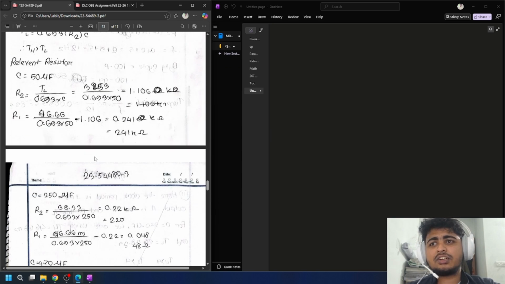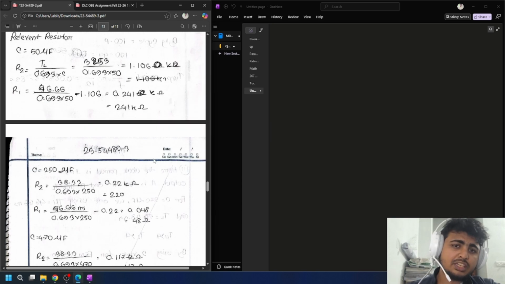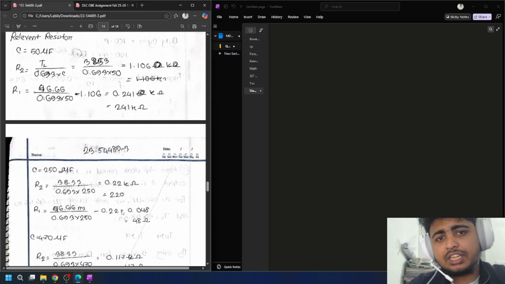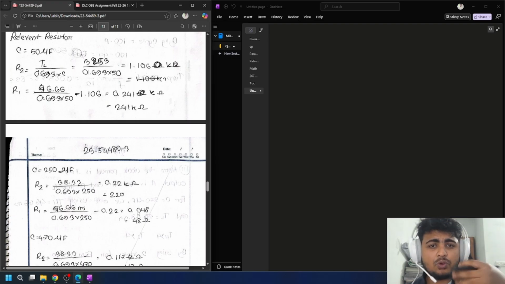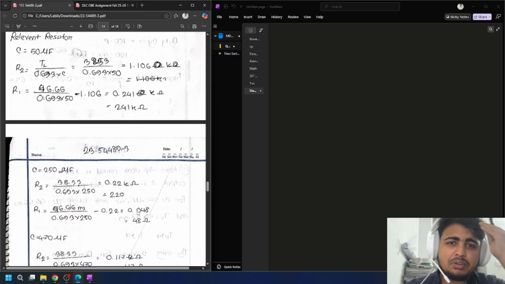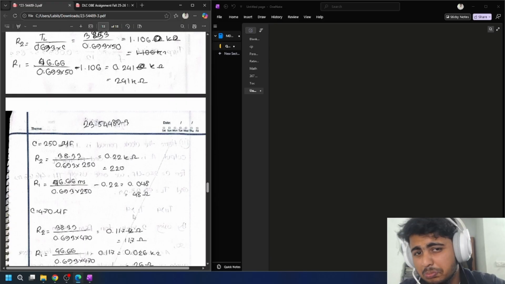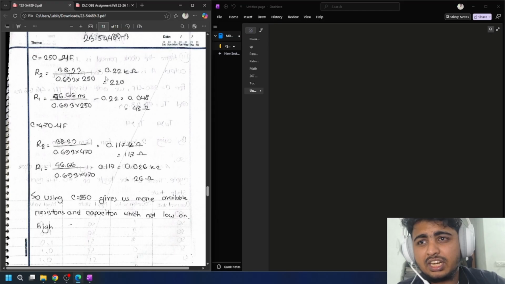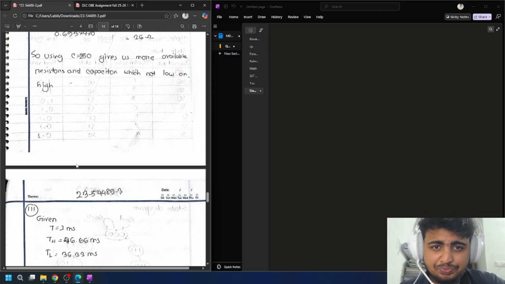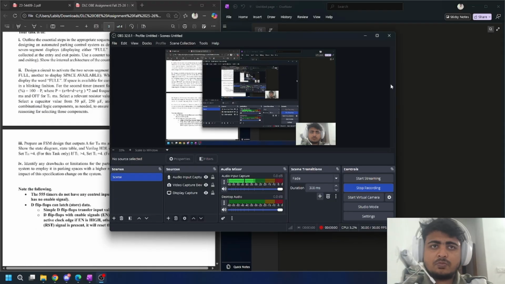And for the 250 capacitor, we actually got some good values for R, which are 220 and 48, which is roughly equivalent to 50 ohm. That means this is a more available resistance and also cheaper. So we went for this 250 capacitor for this type of application.